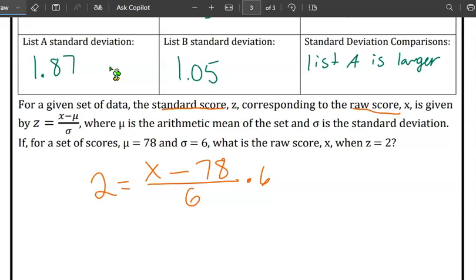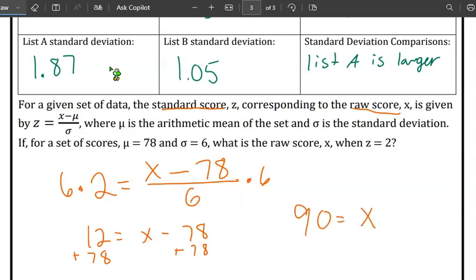Multiply each side by 6. And then add 78 to each side. 90 equals X, the raw score.